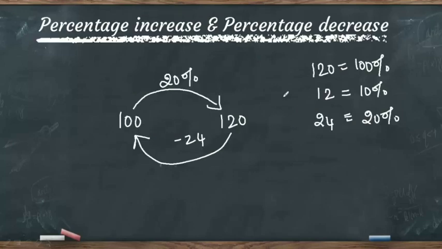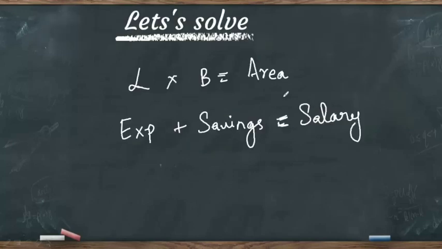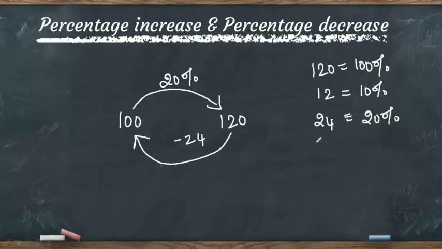So this percentage increase and decrease can be applied only in scenarios where they are given, like if I increase the length by certain percentage, the breadth should be decreased by what percentage, provided the area is constant, the area is not changed. Likewise, if I increase the expenditure by certain percentage, the savings should be controlled or decreased by what percentage, provided my salary is not changing. In these cases only we are going to apply this percentage increase and decrease concept.